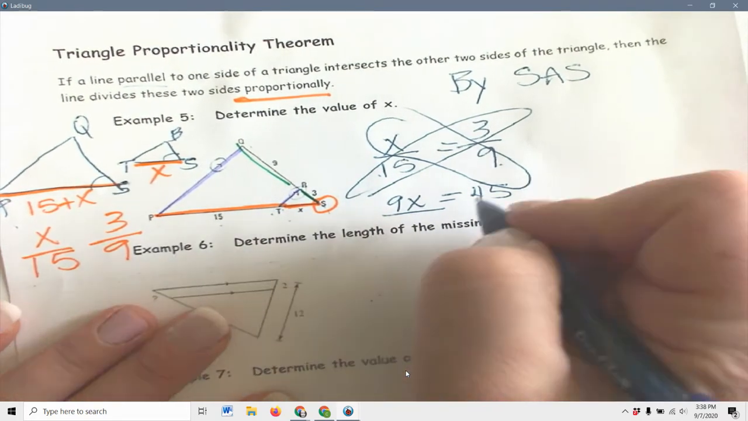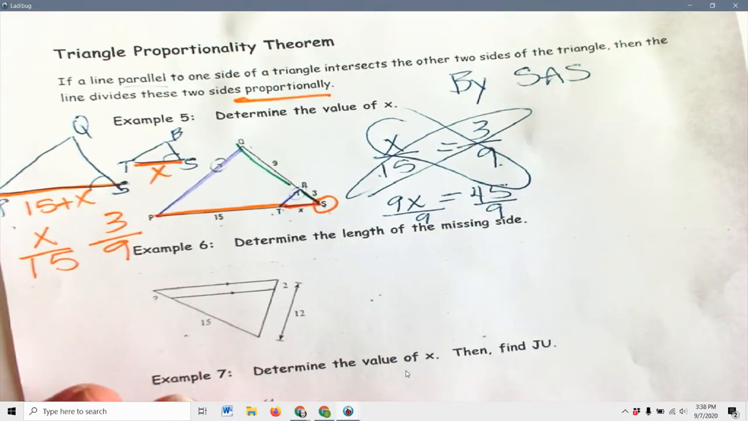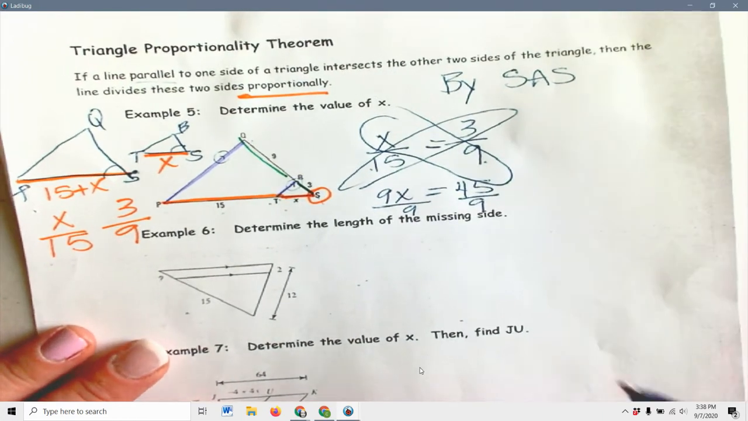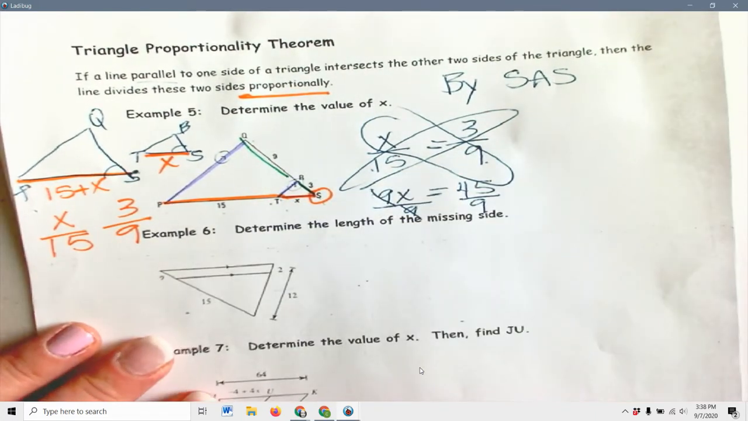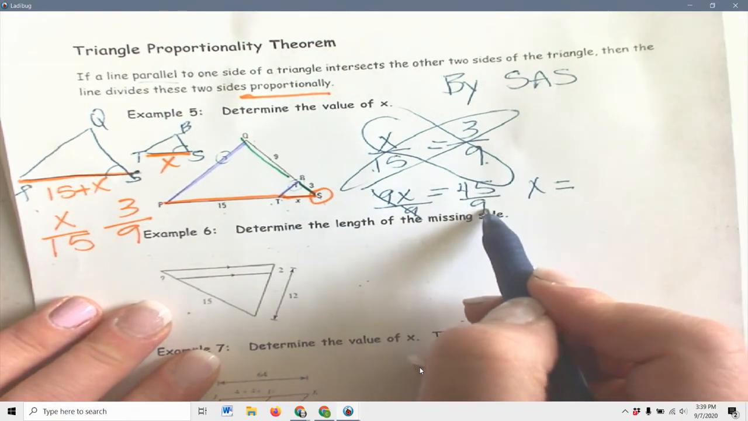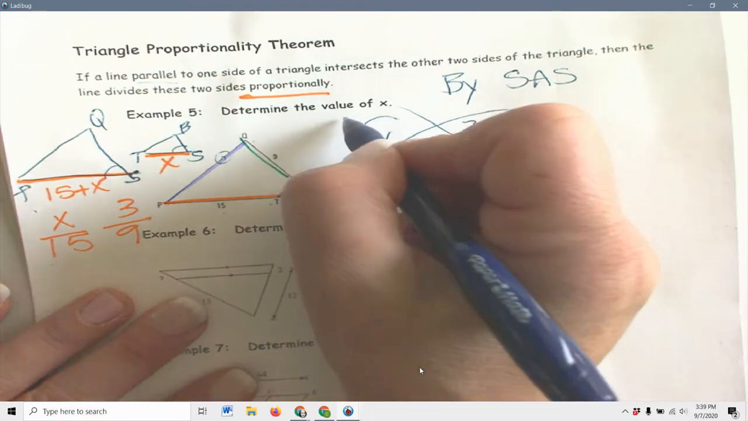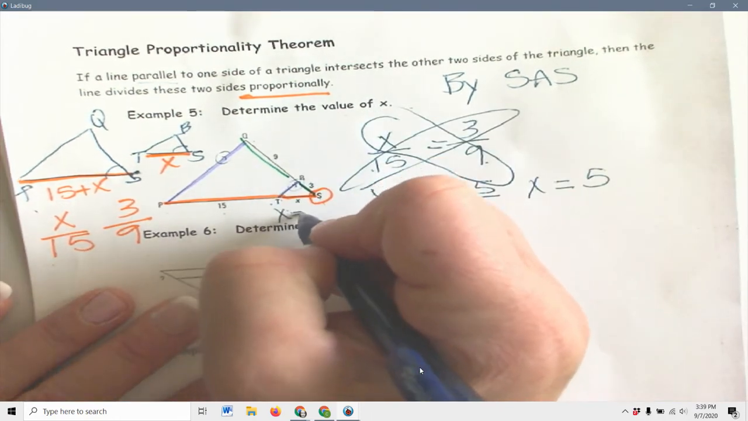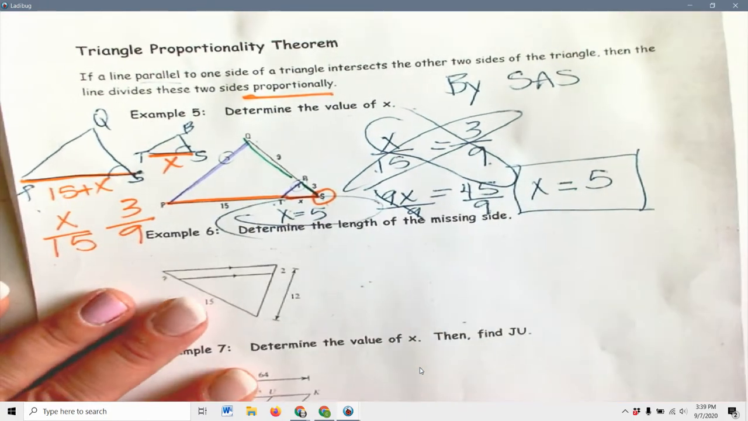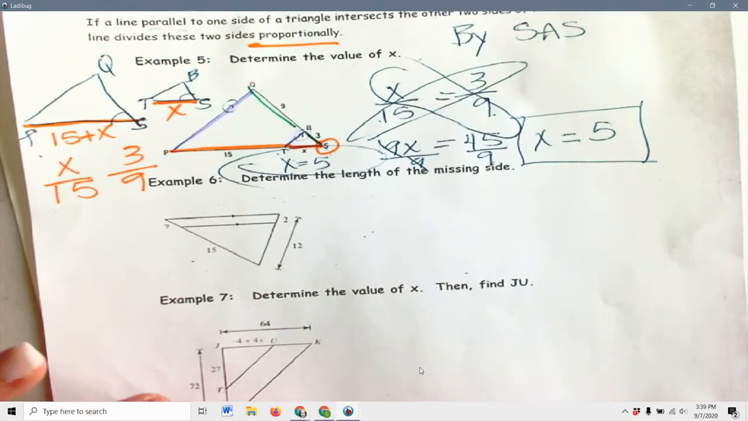Okay, we want to get that X by itself, so we're going to divide both sides by 9. Okay, and then 9 up, 9 down is going to cancel to 1, and we'll have X, or that little side, equals 45 divided by 9, or 5. So the value of X equals 5. Okay? And that's how you'd solve that. Let's go ahead and look at example 6.